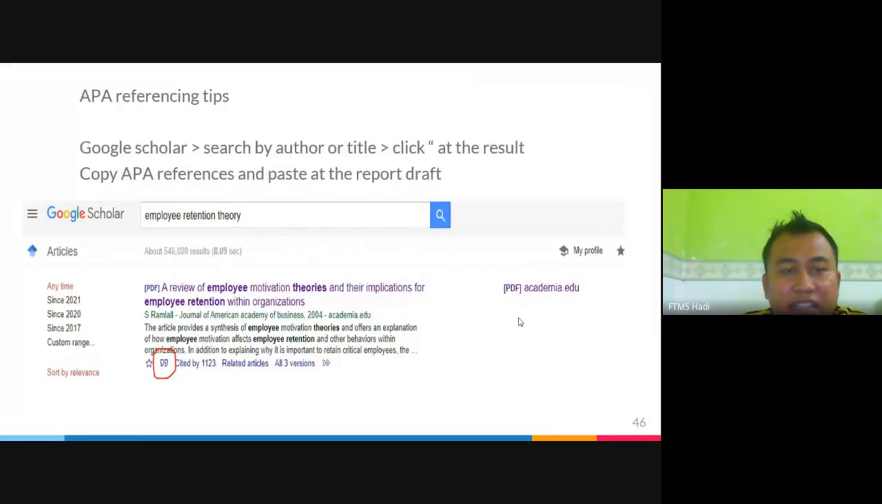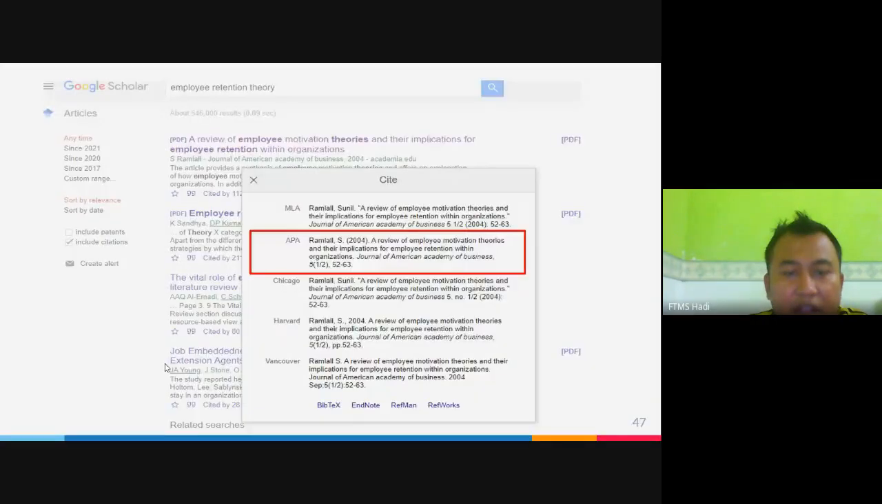Referencing tips. Let's say you found a paper you want to reference. Click this one, click this cite button. You see there is an APA. You click copy and then you paste it in Word. Yeah, that is how you do that.